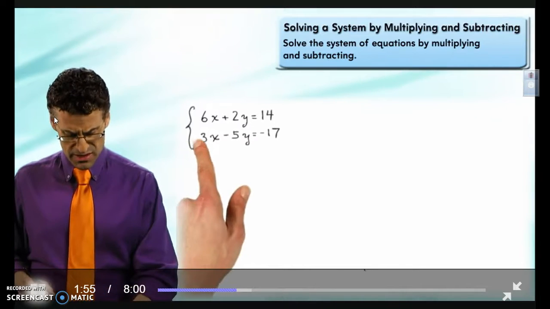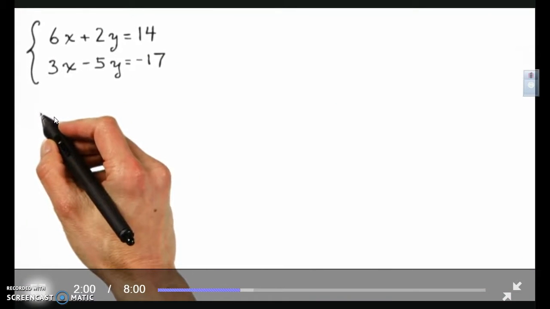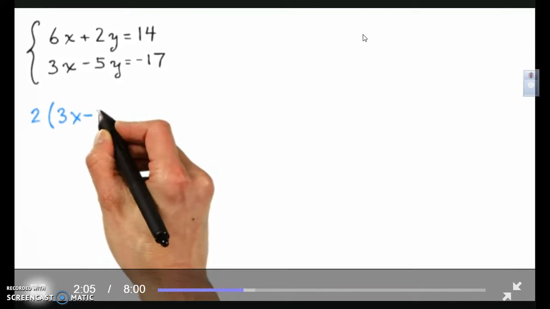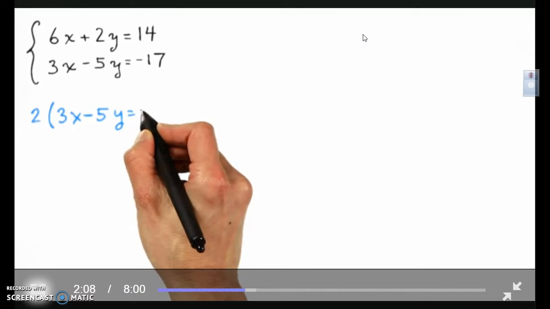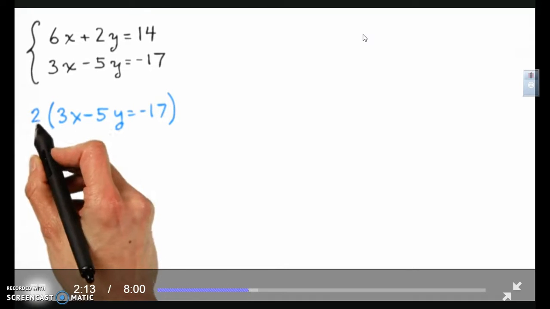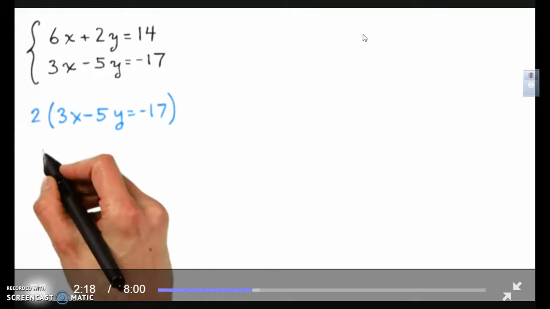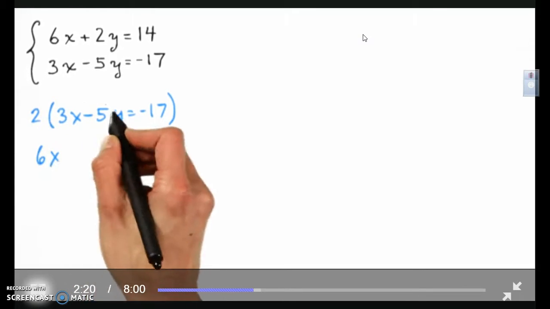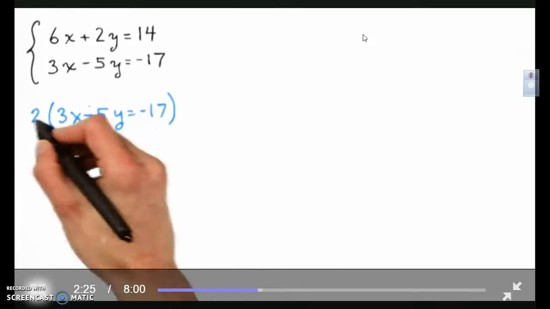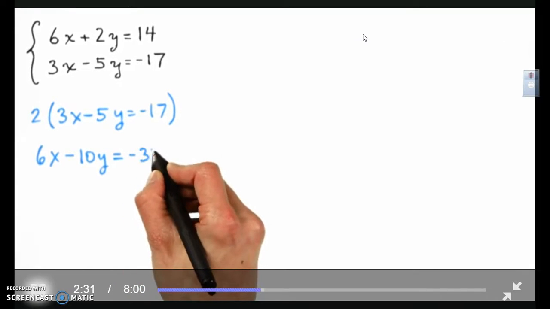So the first thing I'm going to do is multiply the second equation through by 2. So let's take a look at 2 times the second equation. So there's some work involved here, I admit. The left-hand side is going to be 2 times this and 2 times that. We have to make sure that each and every piece gets multiplied by 2. So that's going to be 6x, and then 2 times negative 5 is negative 10y. And then on the right-hand side, we have to multiply that by 2. And so 2 times negative 17 is negative 34.